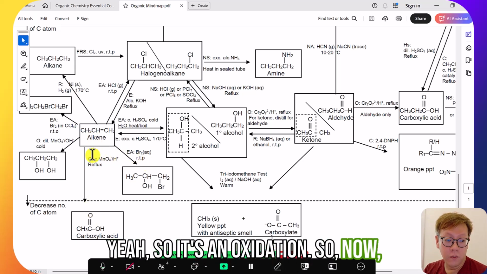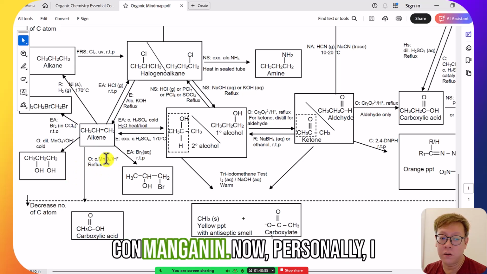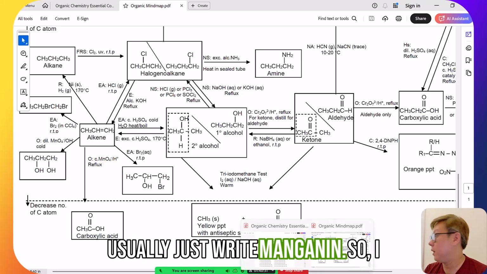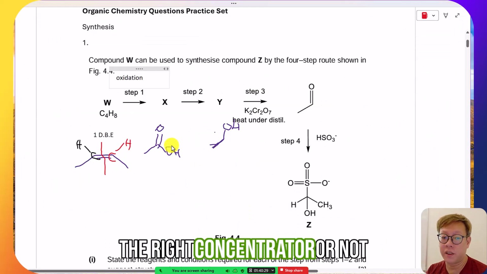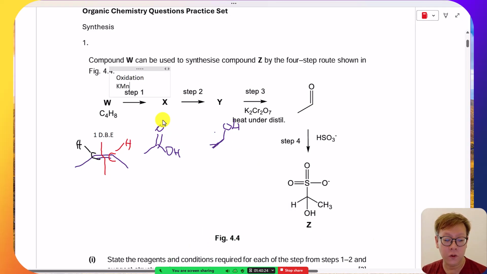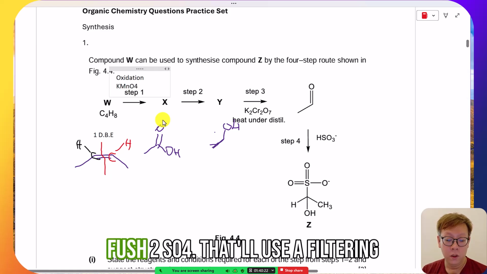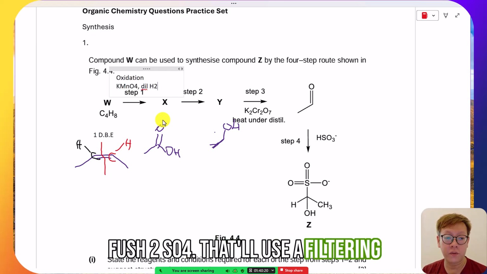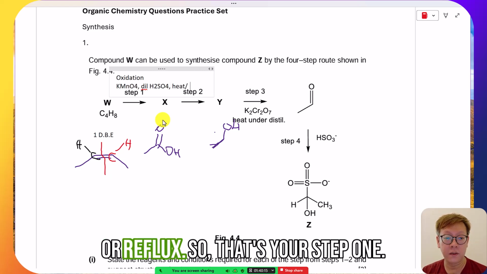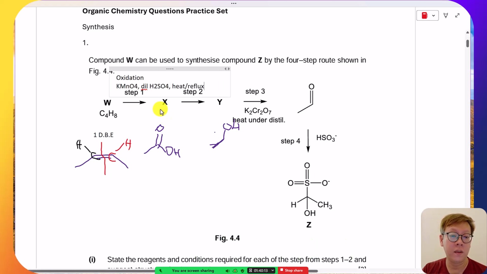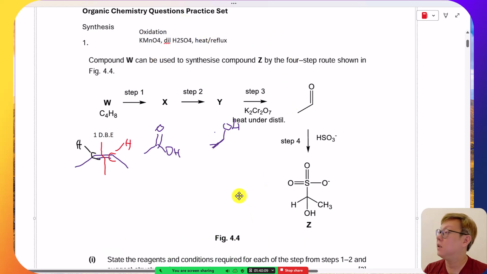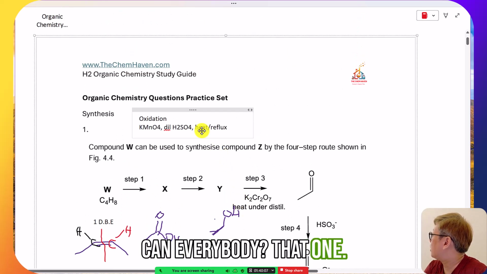Although the summary here writes concentrated manganate, personally I usually just write manganate. So I leave it to you all whether you want to write concentrated or not concentrated. Usually I'll just write KMnO4, H2SO4, dilute sulfuric acid, then you heat or reflux. So that's your step 1. Follow? Yeah, I'll just write on top so that you can see more easily. Can everybody? Step 1.